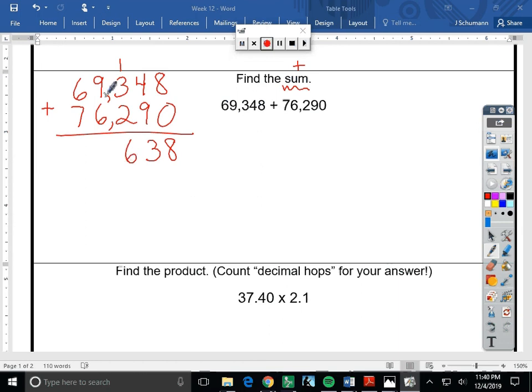Next I move to the thousands place, 9 thousands plus 6 thousands. Well, 9 plus 6, that's kind of like, if I took one away from the 6 and added it here, I'd have 10. I'd have 10 plus 5 more. 10 plus 5 more makes 15, so we'll keep the 5 and regroup the 1.